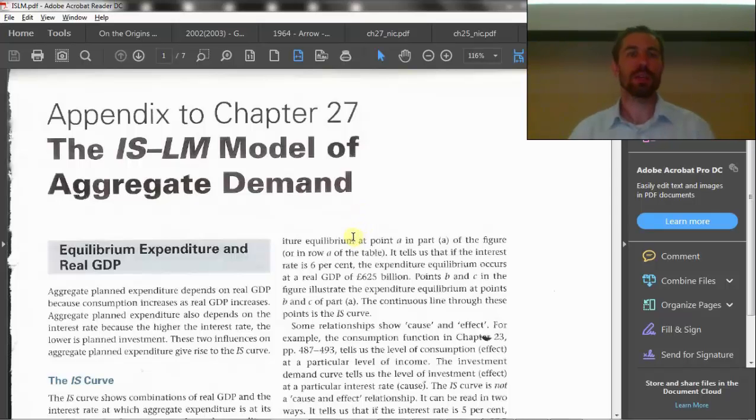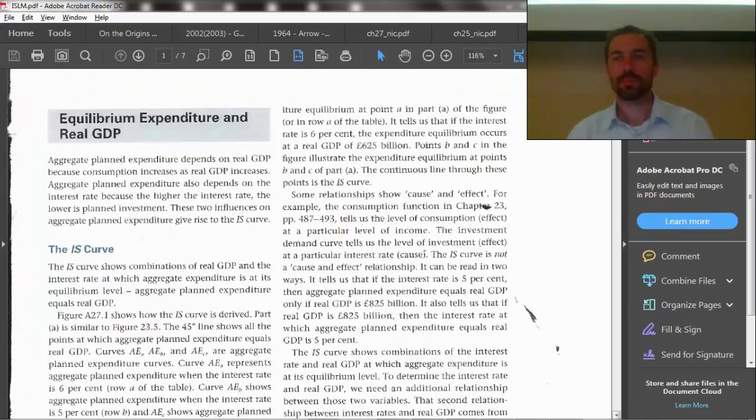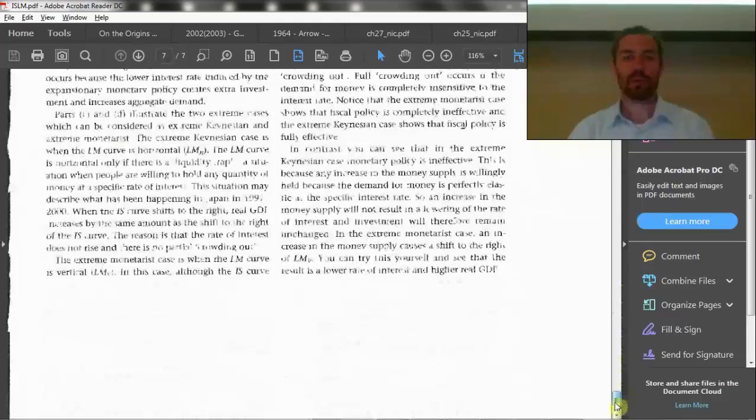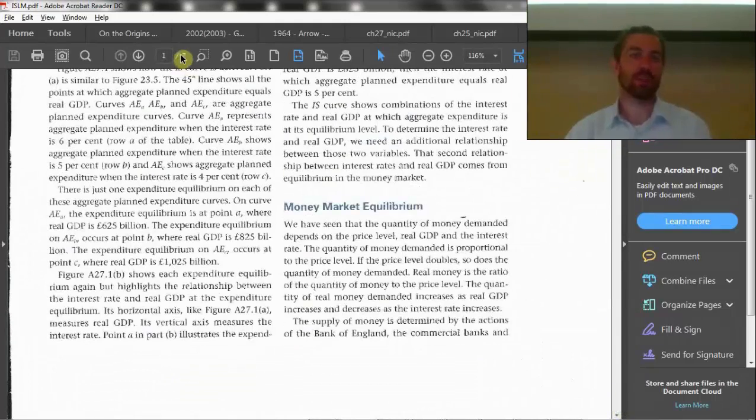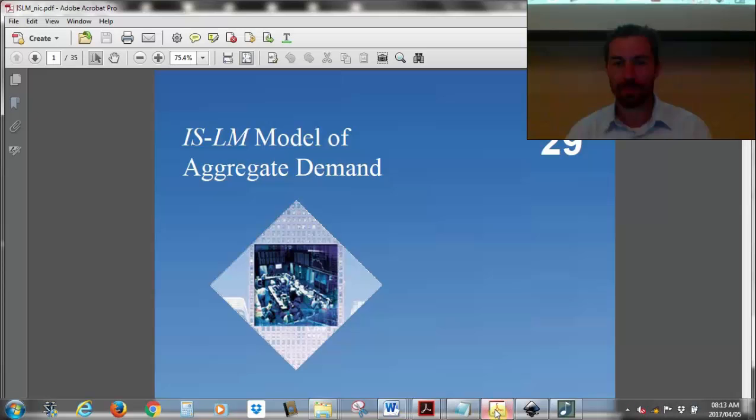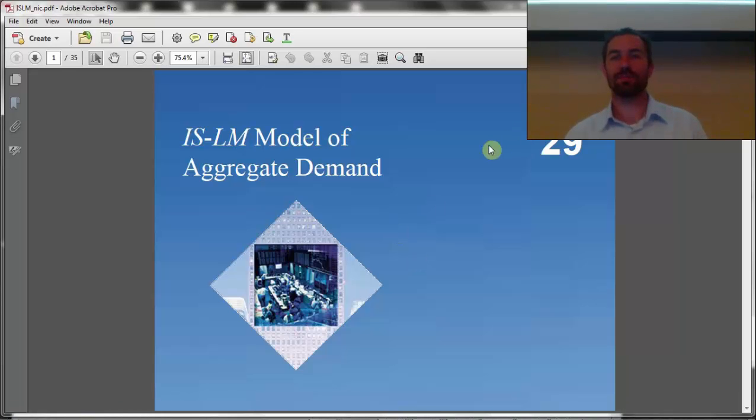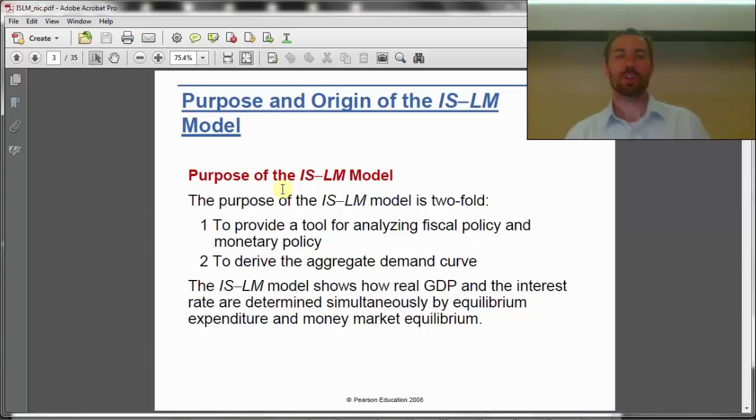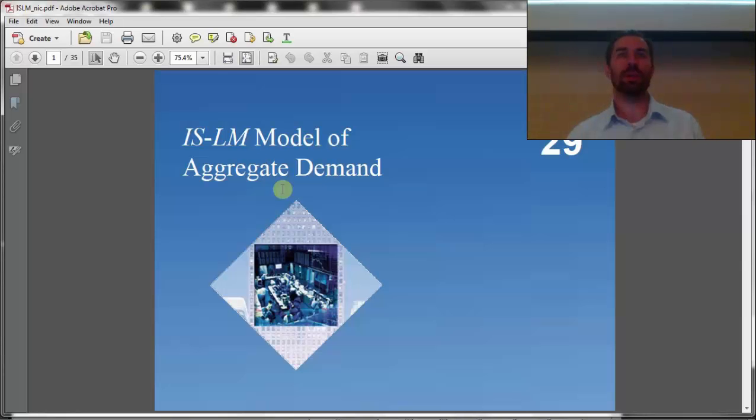So this is the appendix to the ISLM model. It's not very long. It's just, what does it say here? 7 pages. It's a 7-page appendix. It doesn't have slides. However, I do happen to have slides from an older version of this textbook when it was something called the Appendix to Chapter 29, ISLM model of the aggregate demand. So these slides will also then be under my folder on Sakai. Okay? So you can go get it there.